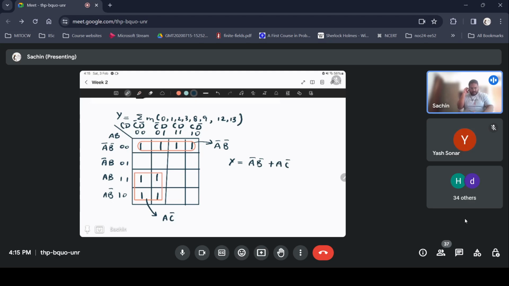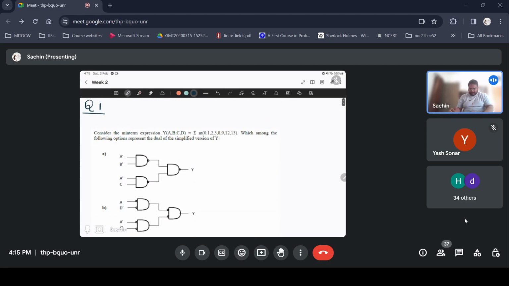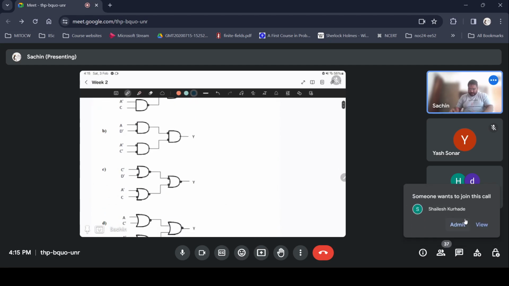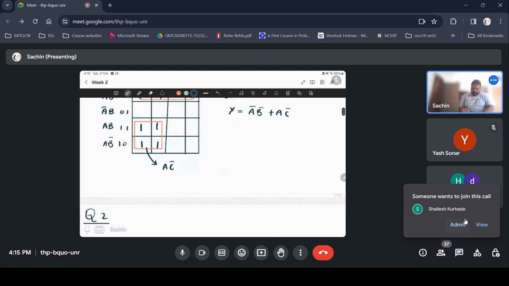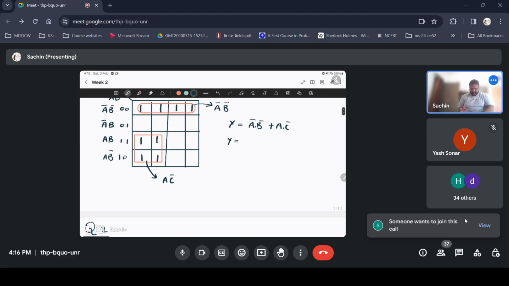Okay, if you have any questions, you can stop me in the middle. Now the question says, which among the following options represents the dual of the simplified version of y? So for the dual of this expression, you have to replace AND operation with OR operation and replace OR operation with AND operation. And you have to replace ones with zeros, zeros with ones. Here there are no ones and zeros in the expression, so you just need to replace the operator.